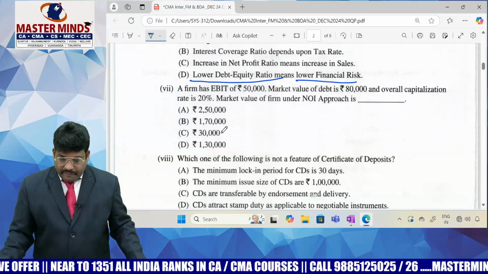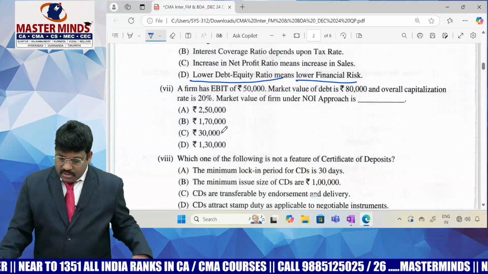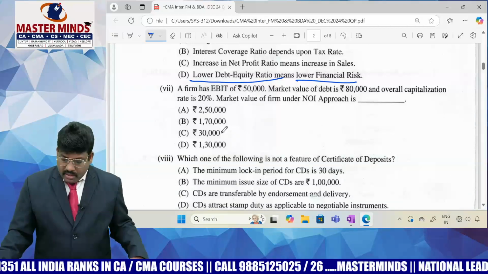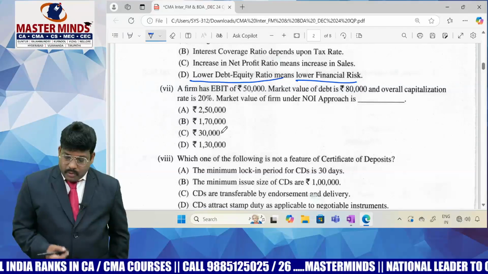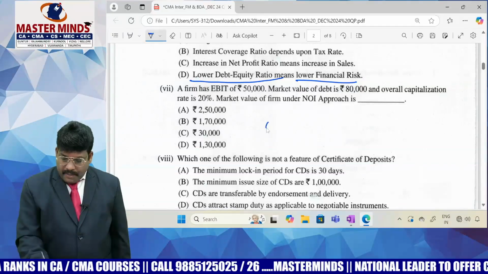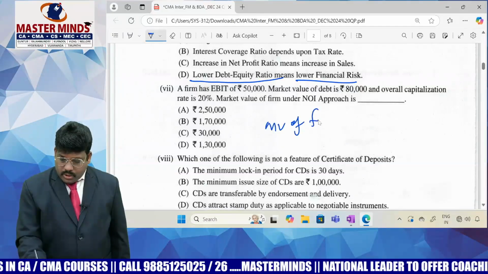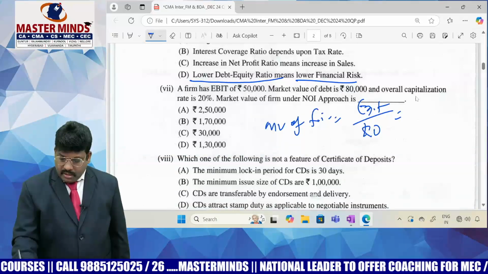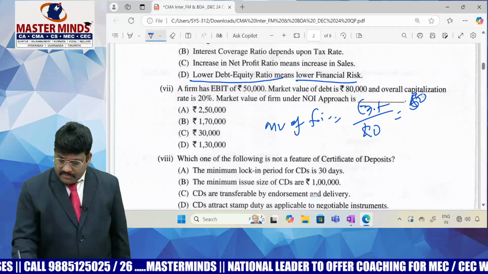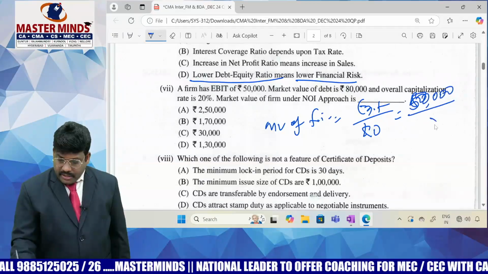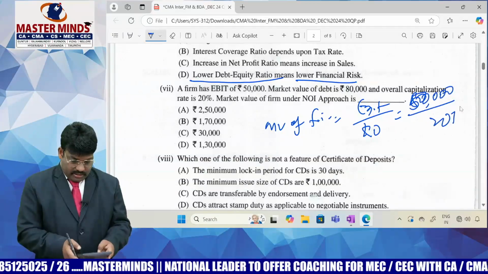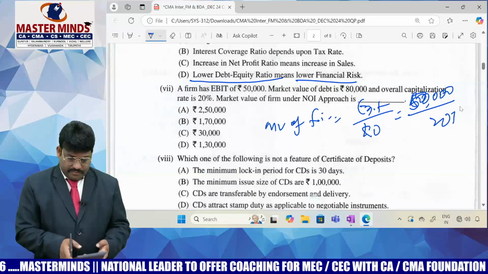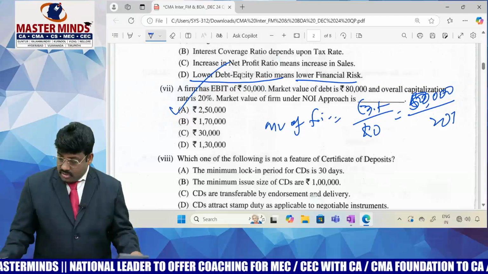Next, coming to a firm that has an EBIT of 50,000, market value is 80,000 and overall capitalization rate is 20%. Market value of the firm by the NOI approach. According to the NOI approach, market value of the firm equals, how do you do this, students? EBIT divided by Ko, you can make it. So EBIT is 50,000 divided by 20%, if you do so, 2,50,000 you will get.